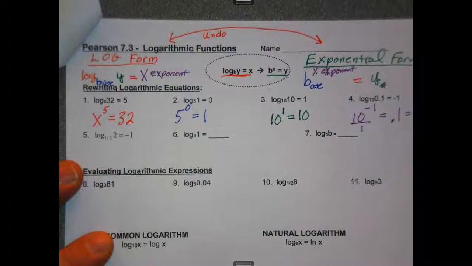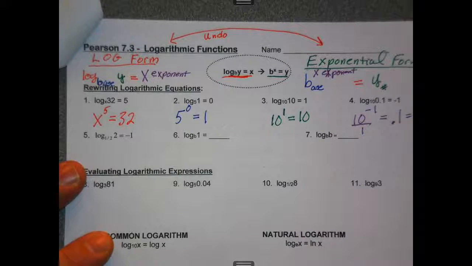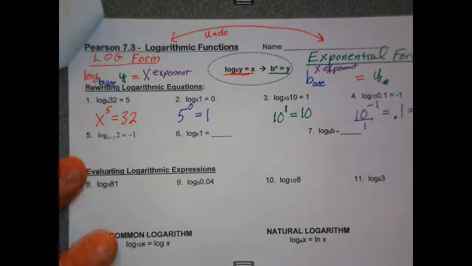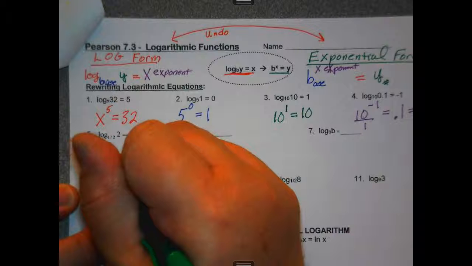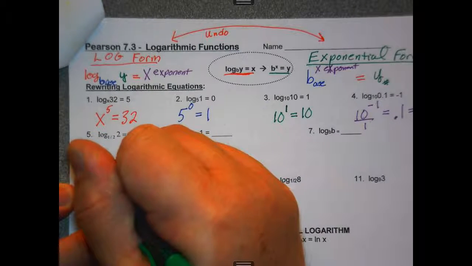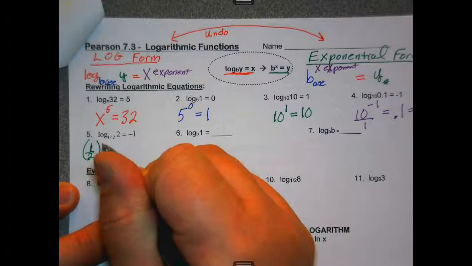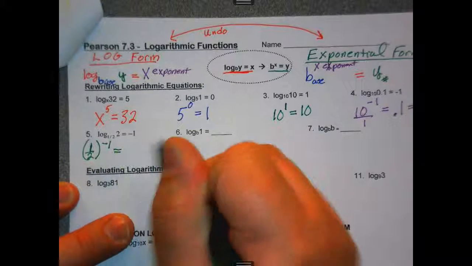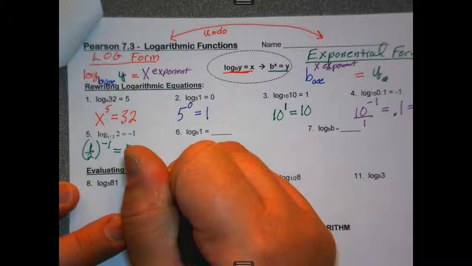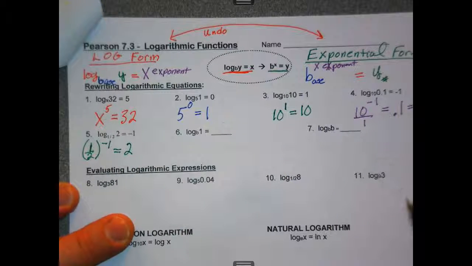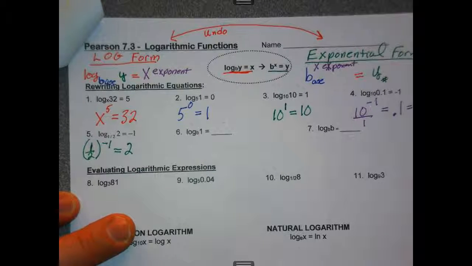Okay, number 5. What's my base? That's right, 1/2. What's my exponent? What's my solution or y? Is 1/2 to the -1 equal to 2? Yes. Remember, it's a negative exponent. You have to flip it.